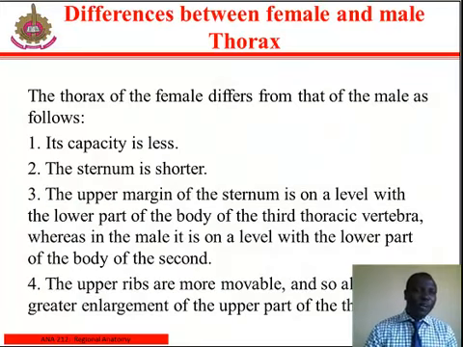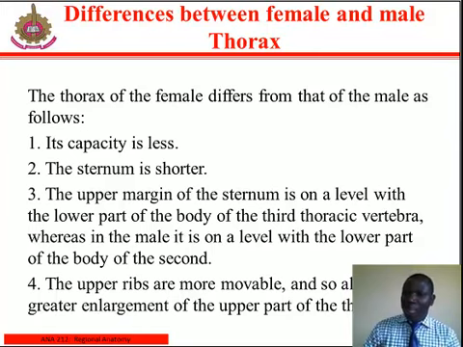Differences between the female and male thorax. The thorax of the female differs from that of the male as follows. In terms of capacity, that of the female is lesser. Second, the sternum is shorter in the female.